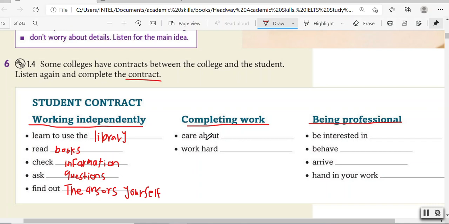And care about what? Caring about your work. Work hard all the time. Be interested in your subject. Behave well. Arrive on time.